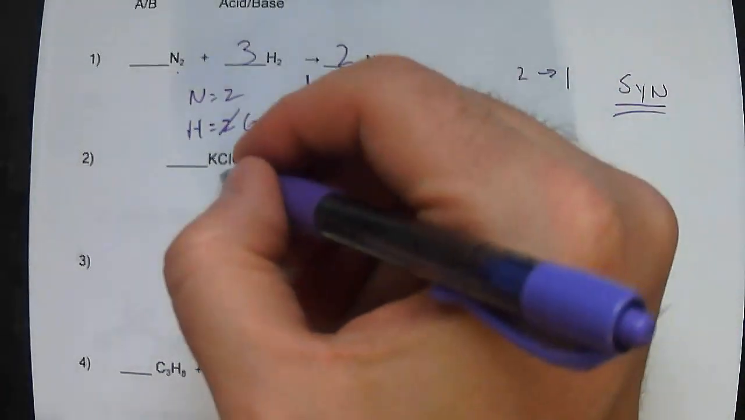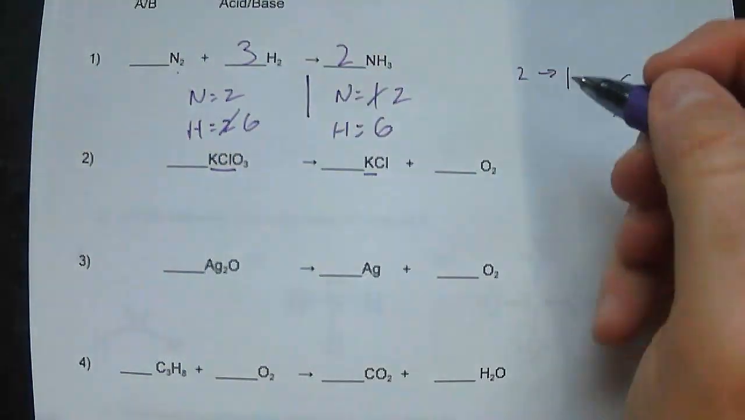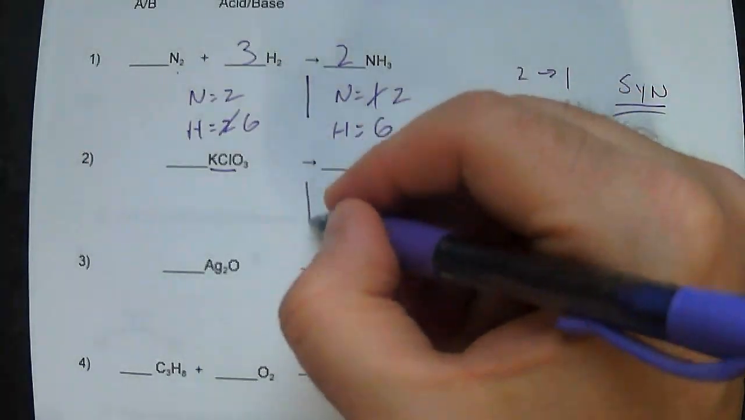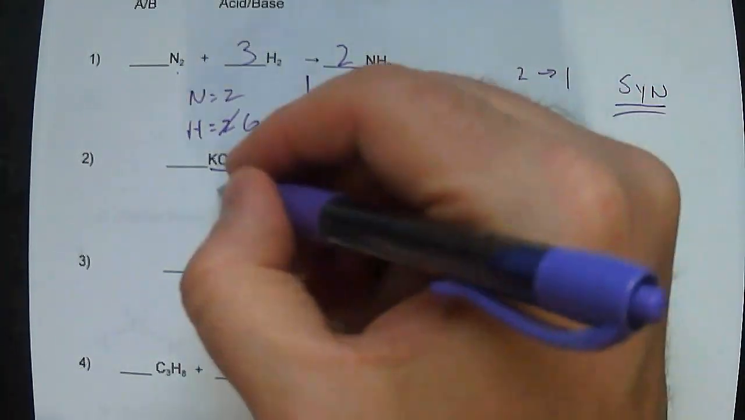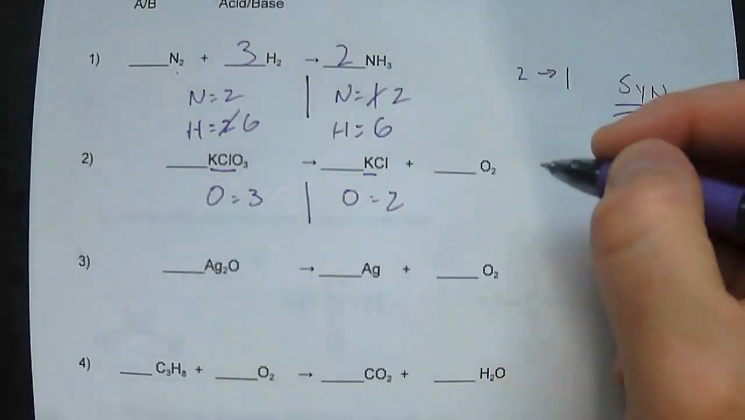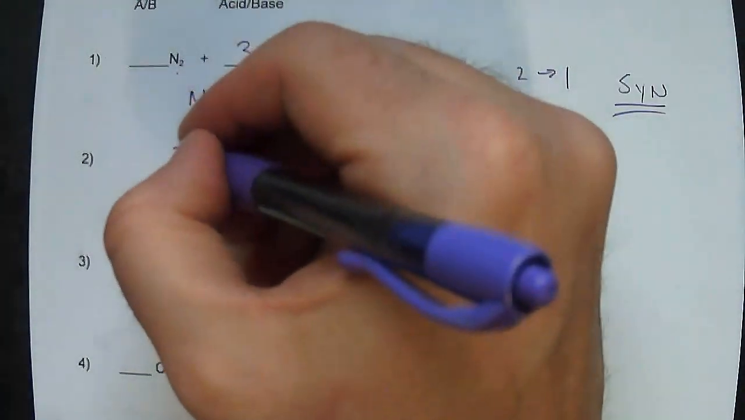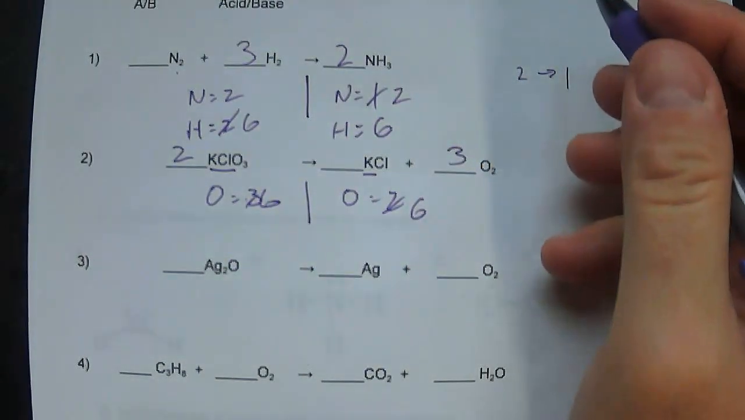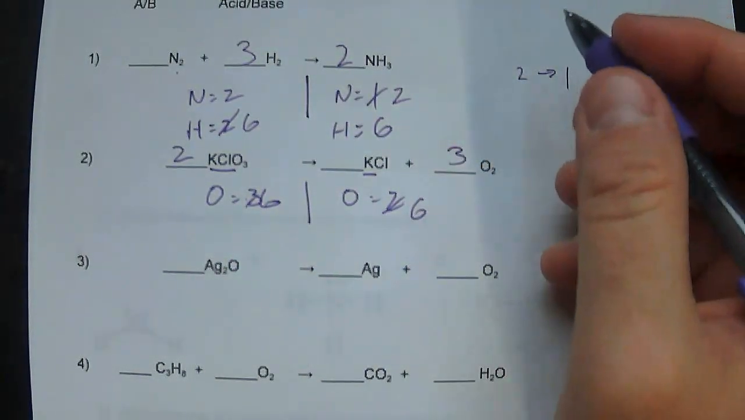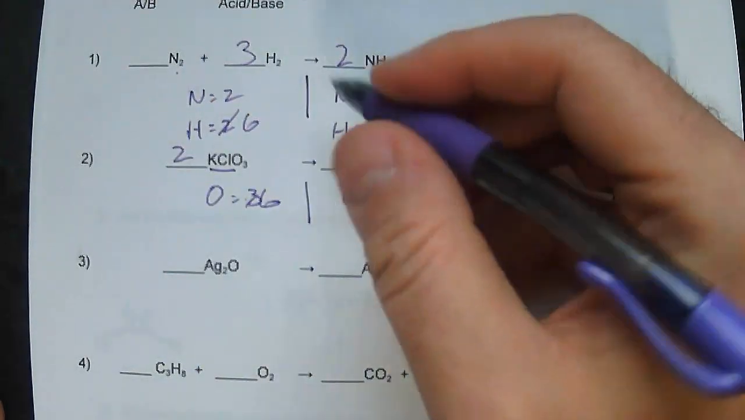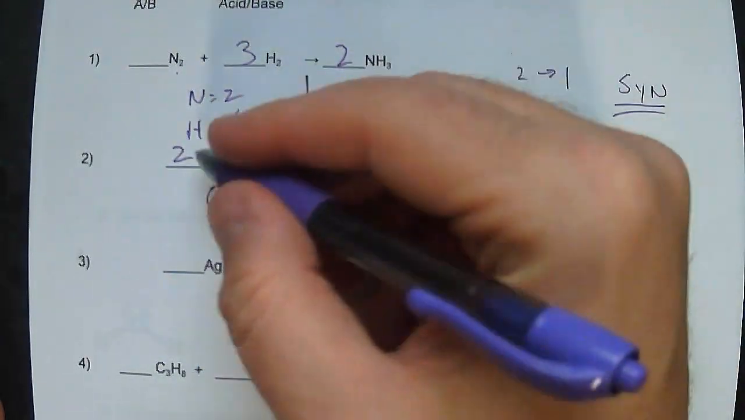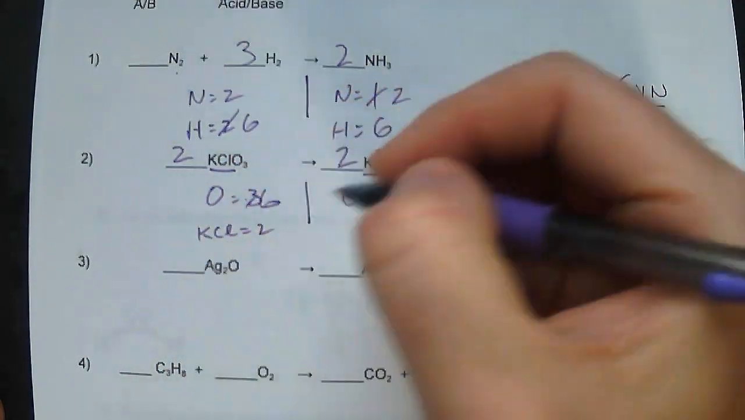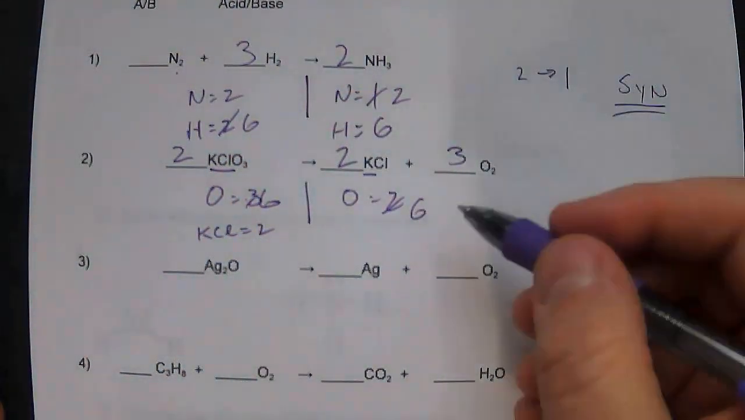Okay, so now we're going to keep that KCl together. This is O2, so to get O2 equal to 3 O's, I'm going to put a 3 here and a 2 there. So that's going to be 6, that's going to be 6. And then this is then going to be, let's see, 2 KCl's.